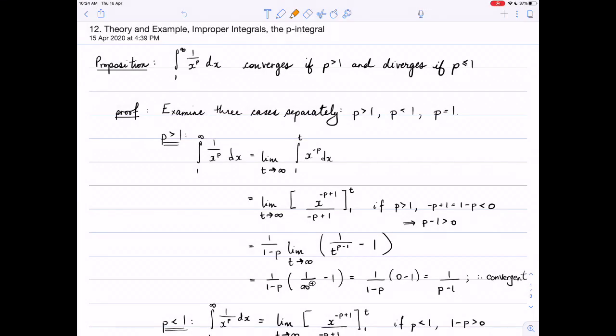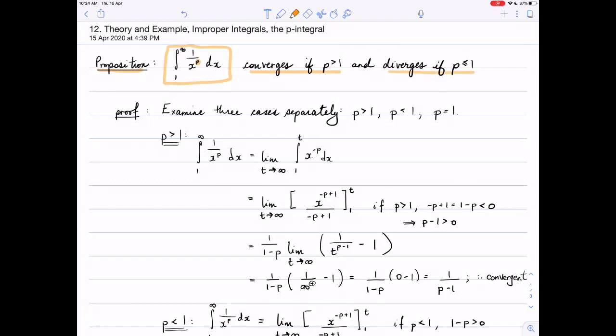This video will cover a very specific kind of improper integral of type 1, which is called the p integral. And so that is this guy right here. That is the p integral, the integral from 1 to infinity of 1 over x to the p dx. The proposition is that this integral converges if p is greater than 1, and diverges if p is less than or equal to 1.